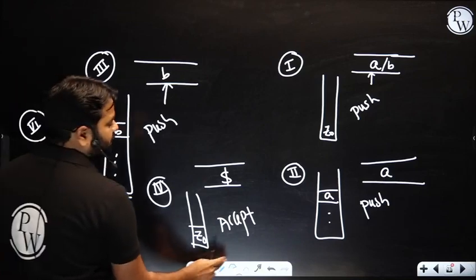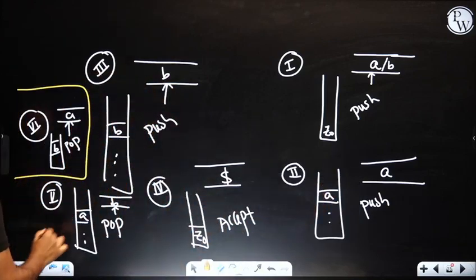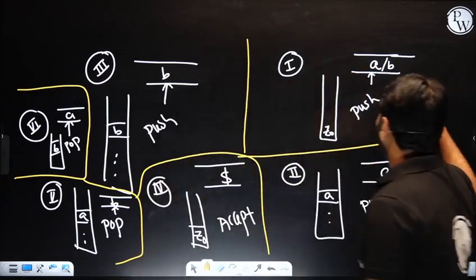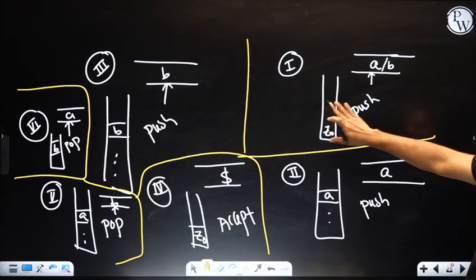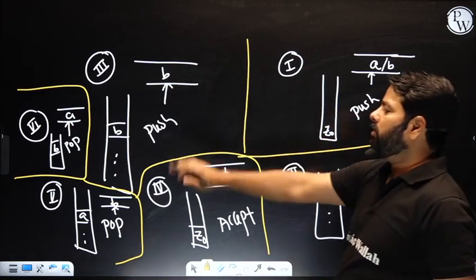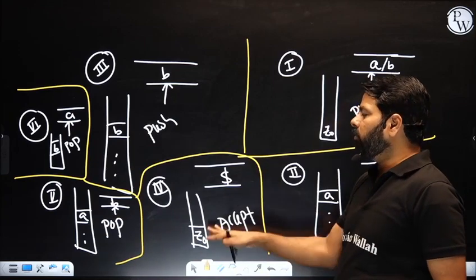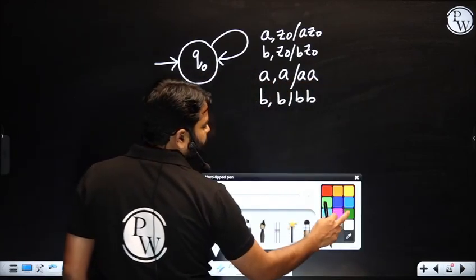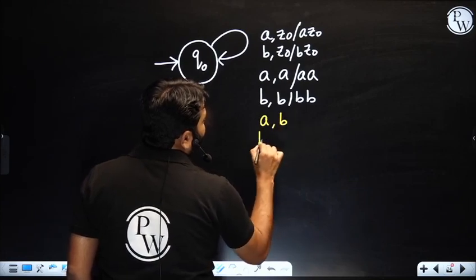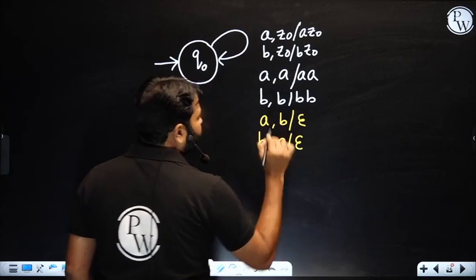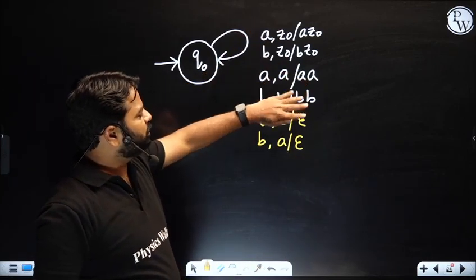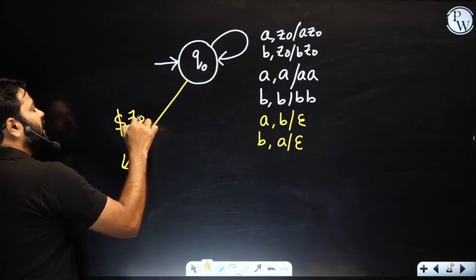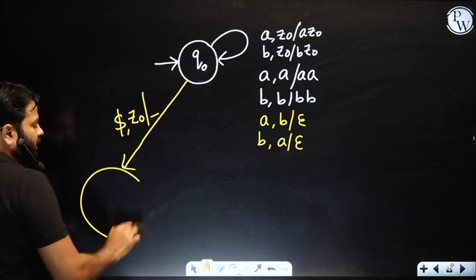So understand all the cases here. This is one case we have, this is another case we have. When the stack has no symbol, same symbols push, opposite symbols pop. And at the end of the input, how do we accept? Now opposite symbols: A comma B, another one B comma A. This time we pop. When nobody is left, push. Same symbols push, opposite pop. But when do you accept? When dollar comes and nobody is left on the stack, meaning only Z0 is left, you go to final. That's it.